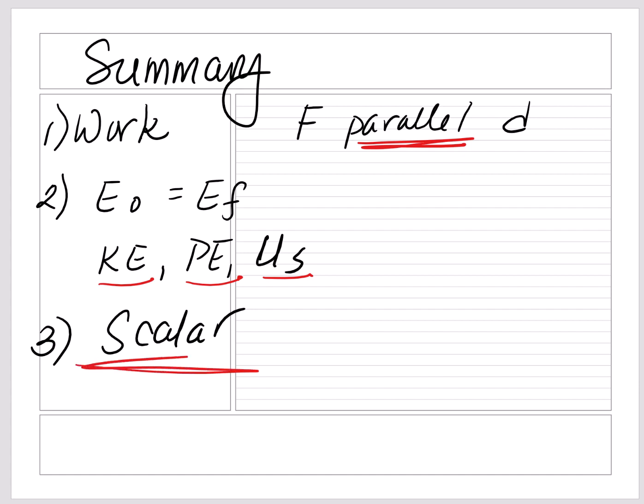And the last thing, we don't account for direction. Direction is only if it's a vector. Energy is a scalar. The only time we do x and y, remember, is for force, because force is a vector.